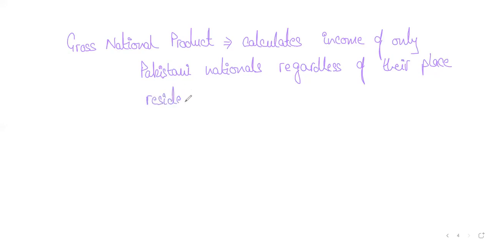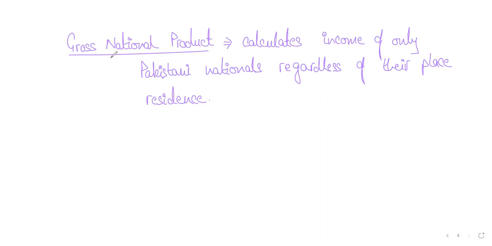So think about this: depending upon the actual objective, what do you want to calculate for national income, whether you want to calculate the income of only people who are living in Pakistan, or only for Pakistani nationals, then you will decide whether to choose gross domestic product or gross national product. Does it make sense? Is this clear? Any confusion so far?